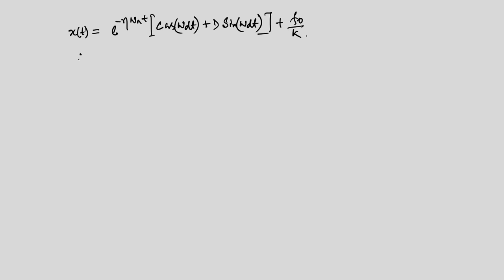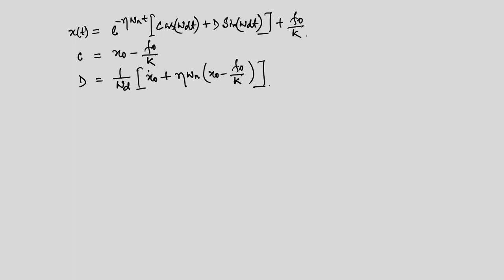So, we have solved both C and D, and then definitely we can write down the total response. So, in this case, total response, if I write down, will be what? e to the power minus eta omega n t, C cos omega d t plus d sin omega d t, plus f naught by k. So, what is C? C is equal to x naught minus f naught by k, and d is equal to 1 by omega d, and then we have x naught dot plus eta omega n within bracket x naught minus f naught by k. So, that is the complete solution when we have a forcing function which is constant.